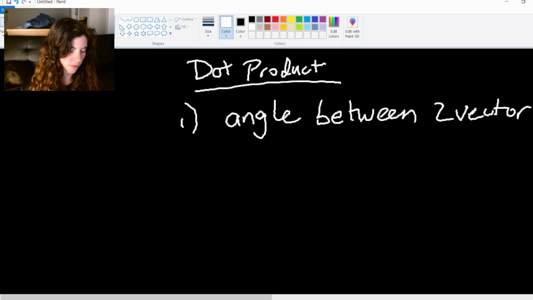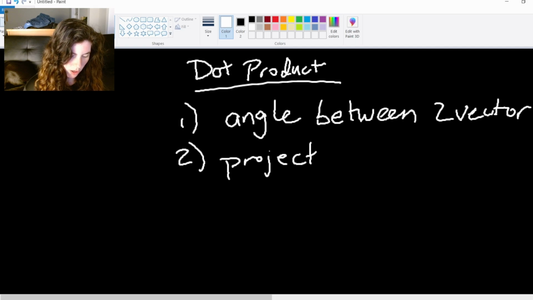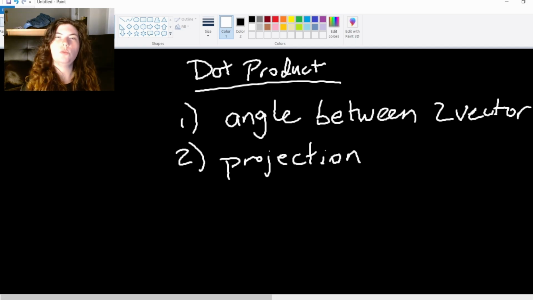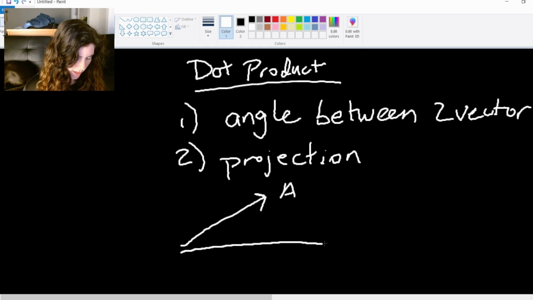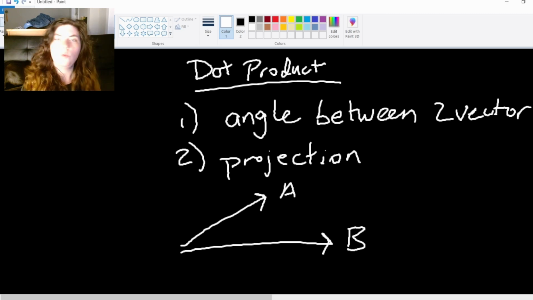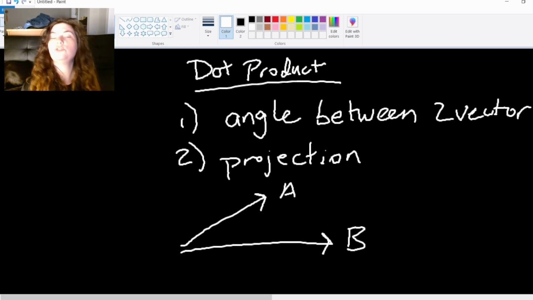And we'll go through an example of. And then 2 is because it provides the projection of one vector onto another. So what that means is if I have my vector A here and my vector B here, what the projection means is it is what goes perpendicular out from one onto the other. So the projection of A onto B strikes B perpendicularly.